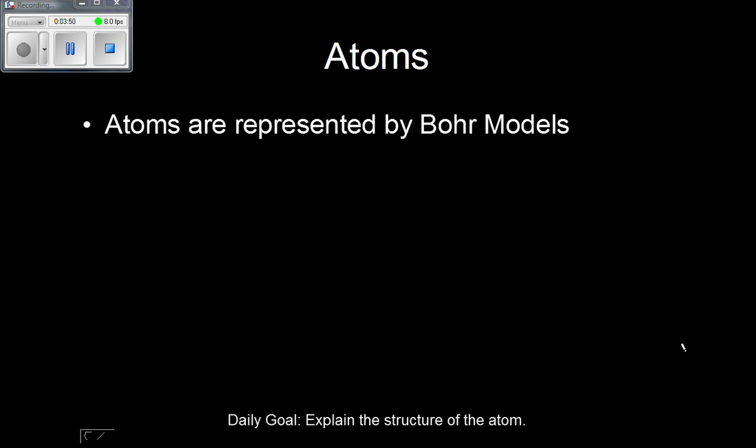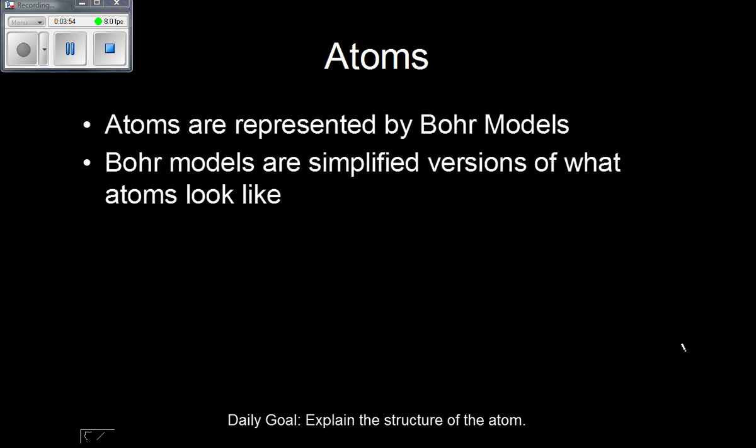One of the ways that we use to represent atoms is a Bohr model. Bohr models are very simplified versions of what the atom looks like. They are used to help us see how atoms look and interact in a manner that is easier than a proper model would look.